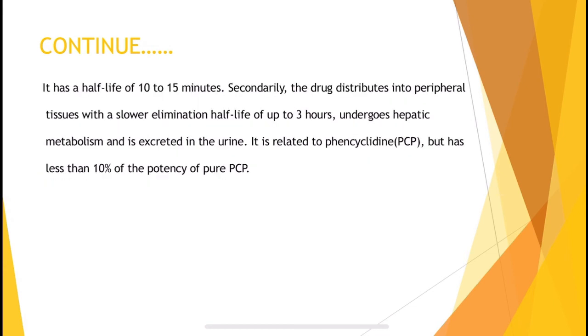It has a half-life of 10 to 15 minutes. The half-life of a drug means the time it takes for half of the drug to be removed from your body via urine. Secondly, the drug distributes into peripheral tissues with a slower elimination half-life of up to 3 hours. Whenever a drug goes into the tissues, it takes a way longer time to come out as compared to when it is in the blood. It undergoes hepatic metabolism and is excreted in the urine.